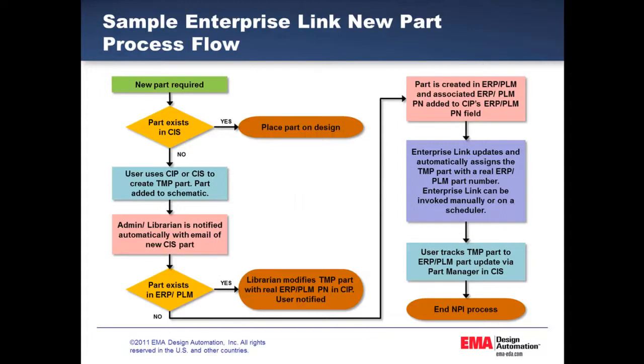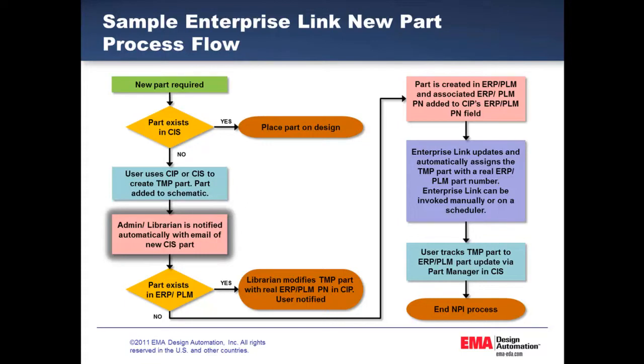Next, we'll look at a simple Enterprise Link new part process flow. Let's say, for example, a new part is required. If the part exists in CIS, then the user would simply place the part on the design. If not, the user uses CIP or CIS to create a temporary part. The part is added to the schematic.